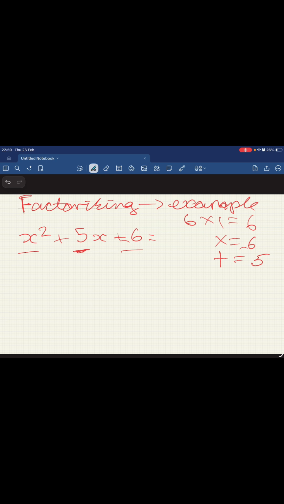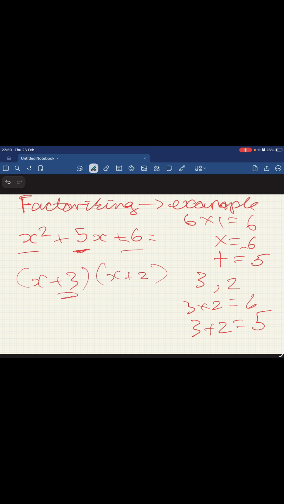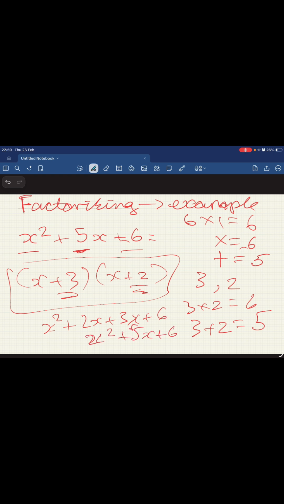In this case, this is clearly 3 and 2, because 3 times 2 is 6, and 3 plus 2 is 5. So just put that into a bracket. You've got a 3 here, you've got the 2 here, and you're done. That's it. You can always expand it to check whether it's right or not. And as you can see here, that is definitely right.